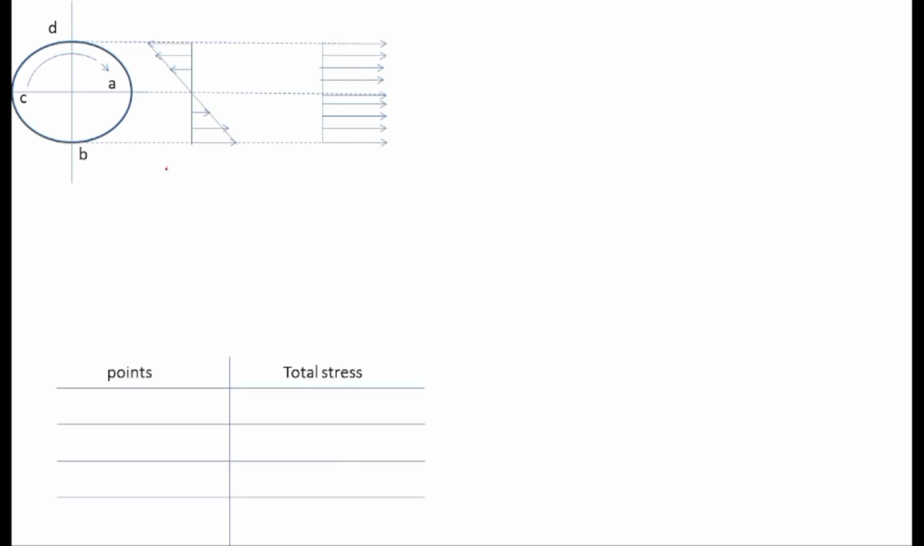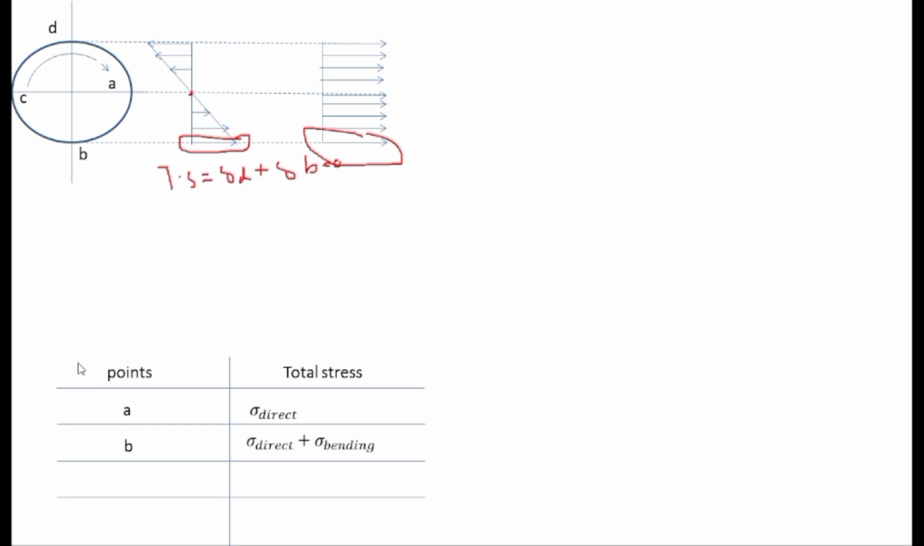So for that, total stress is equal to direct stress plus bending stress. Now at point A, you can see that bending stress is equal to 0. So total stress at point A will be equal to direct stress. And at point B, you can see this is the direct stress and this is the bending stress. So total stress at point B will be equal to bending stress plus direct stress.